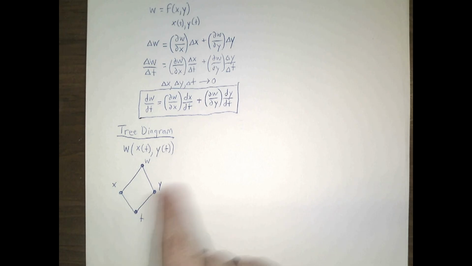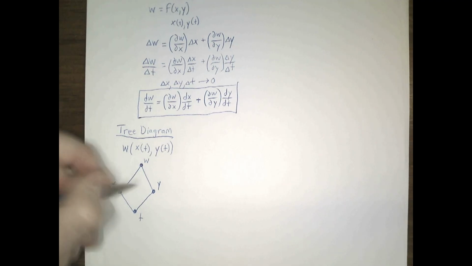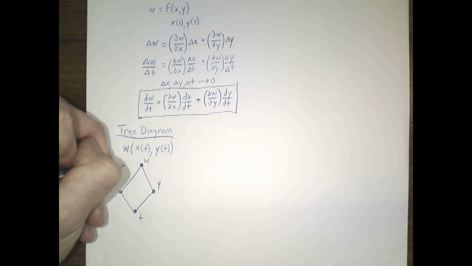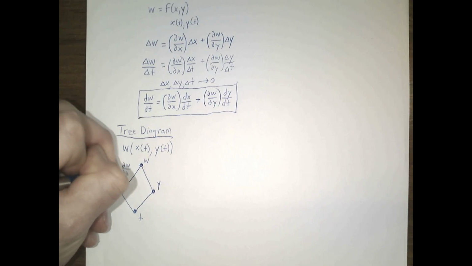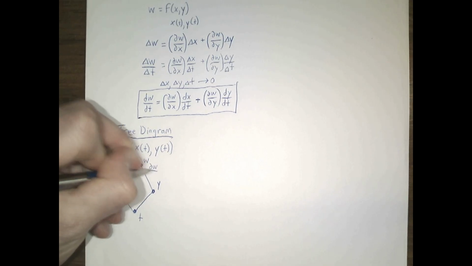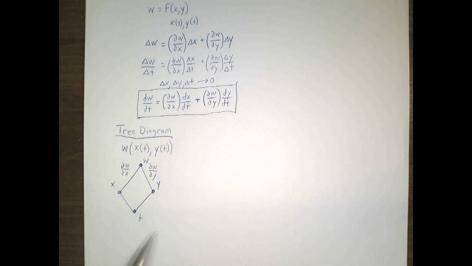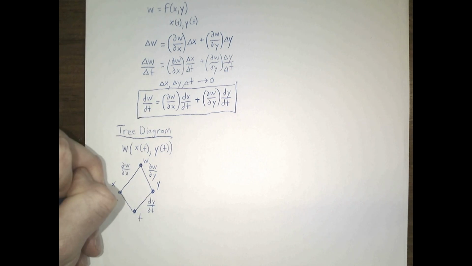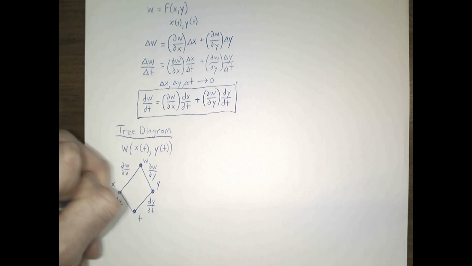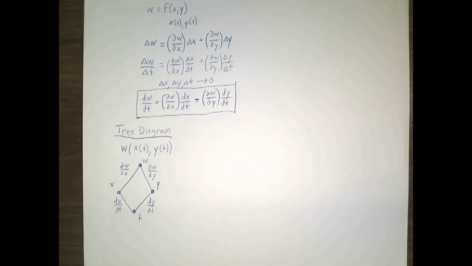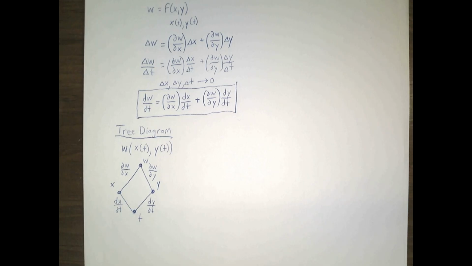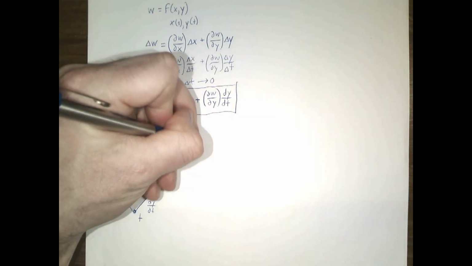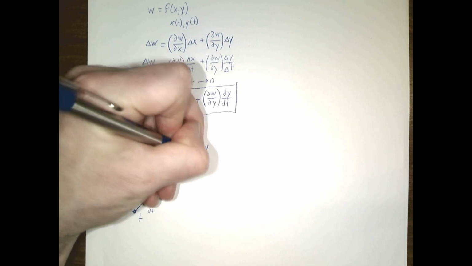Each of the connections between these points, w, x, y, t, is a derivative. So if I go from w to x, that's the derivative of w with respect to x, the partial, and the same thing for the y. If I go from y to t, that's going to be dy dt, and dx dt. So now, given this diagram, I have a problem that asks me to find dw dt.